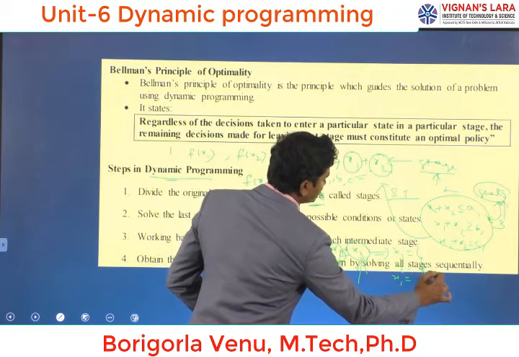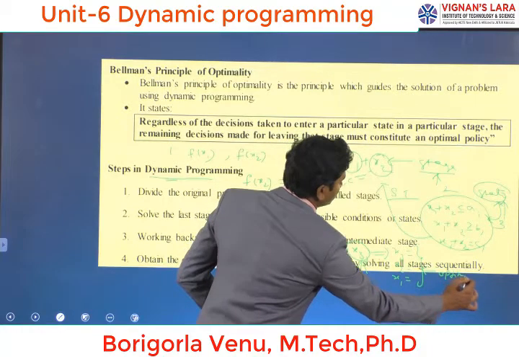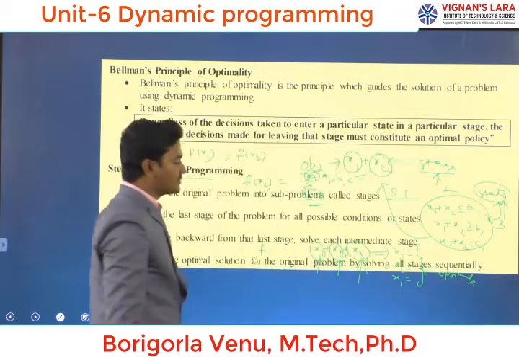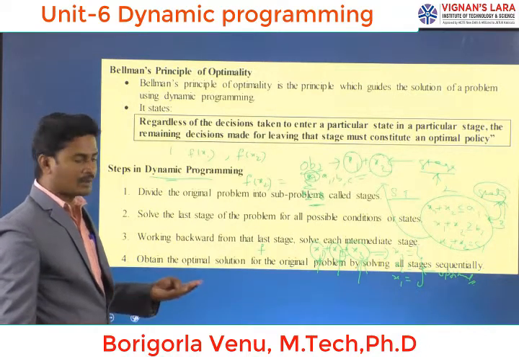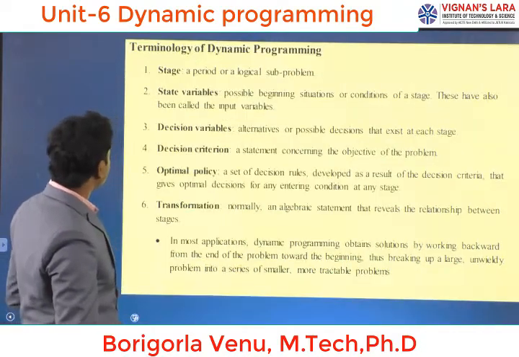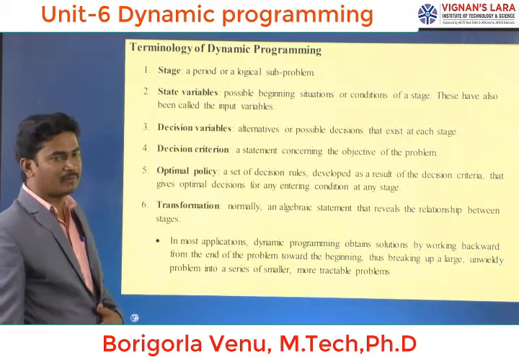From these 3 values, we get the optimal solution based on the condition. If it is a maximum, we are going to take the maximum solution. If it is a minimum, we are going to take the minimum solution. Okay, next, terminology of dynamic programming.